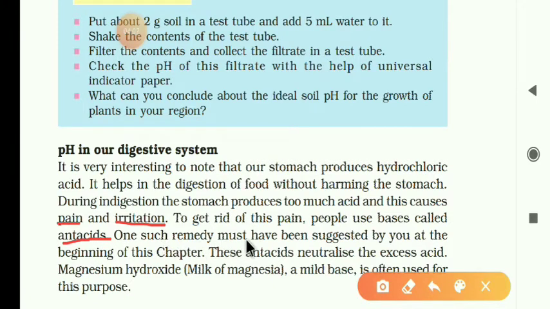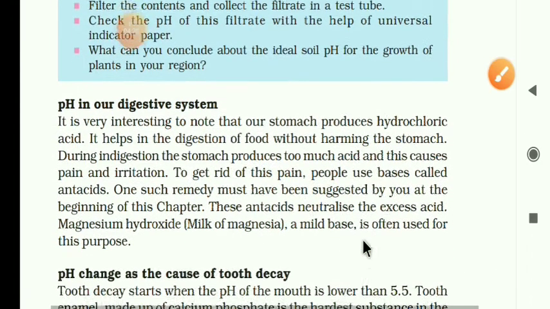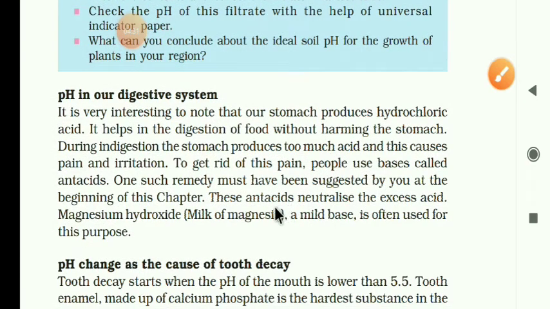One such remedy must have been suggested by you at the beginning of this chapter. We have discussed that these antacids neutralize the excess acid. So that is given here, magnesium hydroxide. Another name for this is milk of magnesia. It is a mild base. It is often used for this purpose.